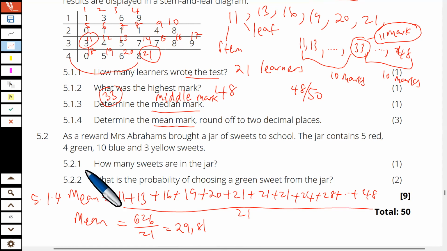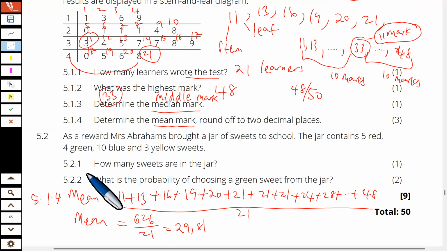So now as a reward, Mrs. Abrahams brought a jar of sweets to school. The jar contains 5 red, 4 green, 10 blue, and 3 yellow sweets. How many sweets are in the jar?